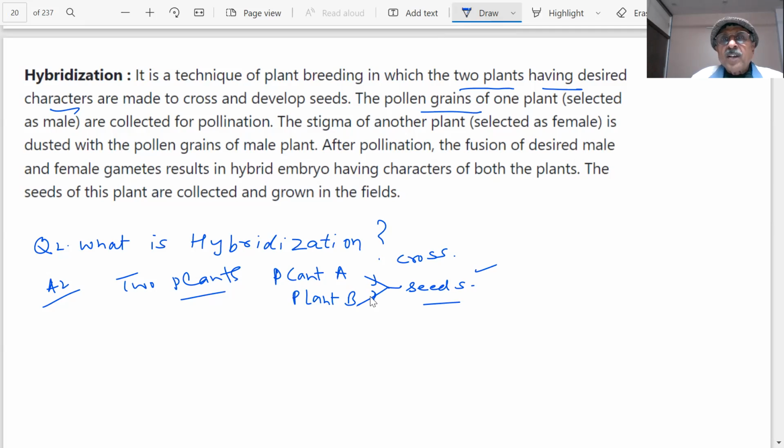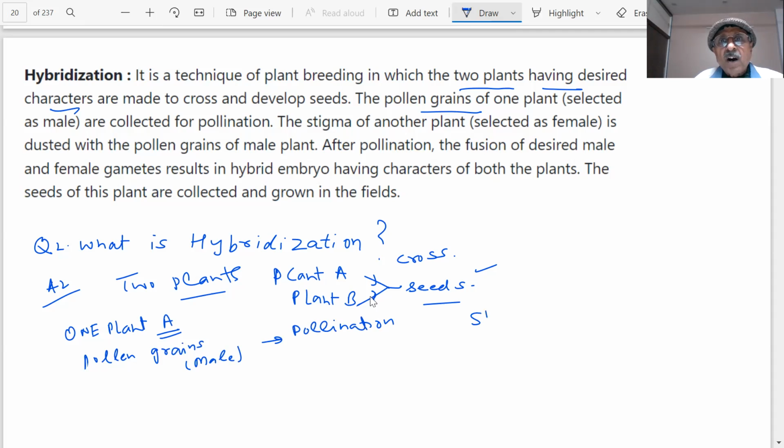For example, pollen grains of one plant selected as male. One plant, I am saying, is A. Then I am taking the pollen grains of plant A, selected as male, and they are collected for pollination. And the stigma of another plant, plant B. This is plant A, this is another plant B. This is selected as female, and is dusted with pollen grains of the male plant. After pollination, the fusion of desired male and female gametes results in a hybrid embryo.